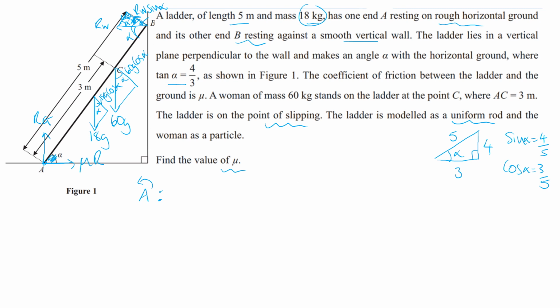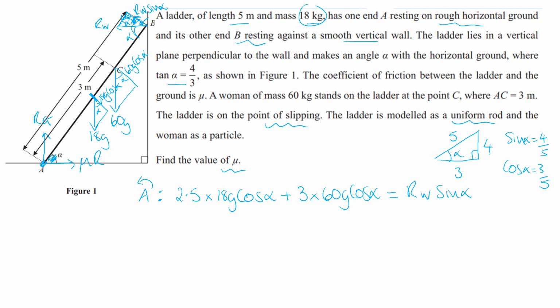So let's take moments, and when we calculate moments, it's the distance away from where we're taking the moments times the size of the force. So the weight of the ladder is halfway along, so that's going to be 2.5 away from A times the size of the force, so that's going to be 18g cos alpha, because we're just taking the part that's perpendicular to the ladder, plus the lady is at 3 times 60g cos alpha, and because we're in equilibrium, that's going to equate to the RW sine alpha.